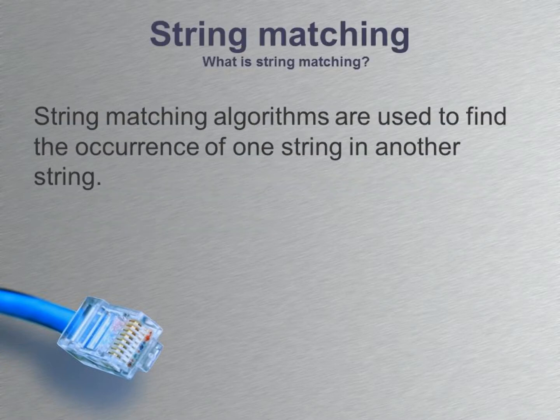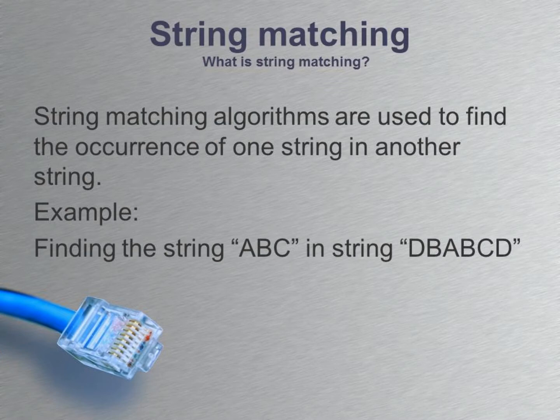What are string matching algorithms used for? Basically, these algorithms are used when we want to find an occurrence of a string in another one. One example of this is searching for the string ABC in the string DBABCD. There are many ways of solving this problem, however we found KMP most interesting.